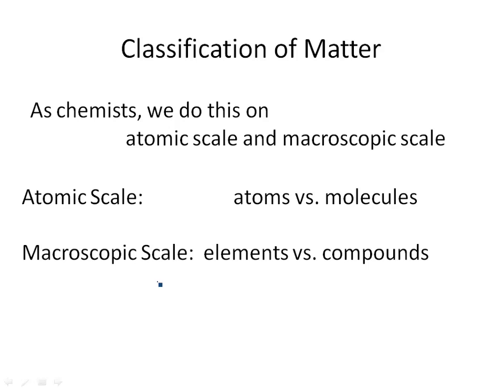As chemists, we do this in a variety of ways, and we're going to go through a few of those ways. One is what scale a sample is on. If we're talking about the atomic scale, we talk about atoms versus molecules. So if you're classifying chemical entities on the atomic scale, it's whether the things are individual atoms or whether they're molecules. On the macroscopic scale, we talk about whether things are individual elements or whether they're chemical compounds. So we're going to look at each of these in a little more detail.